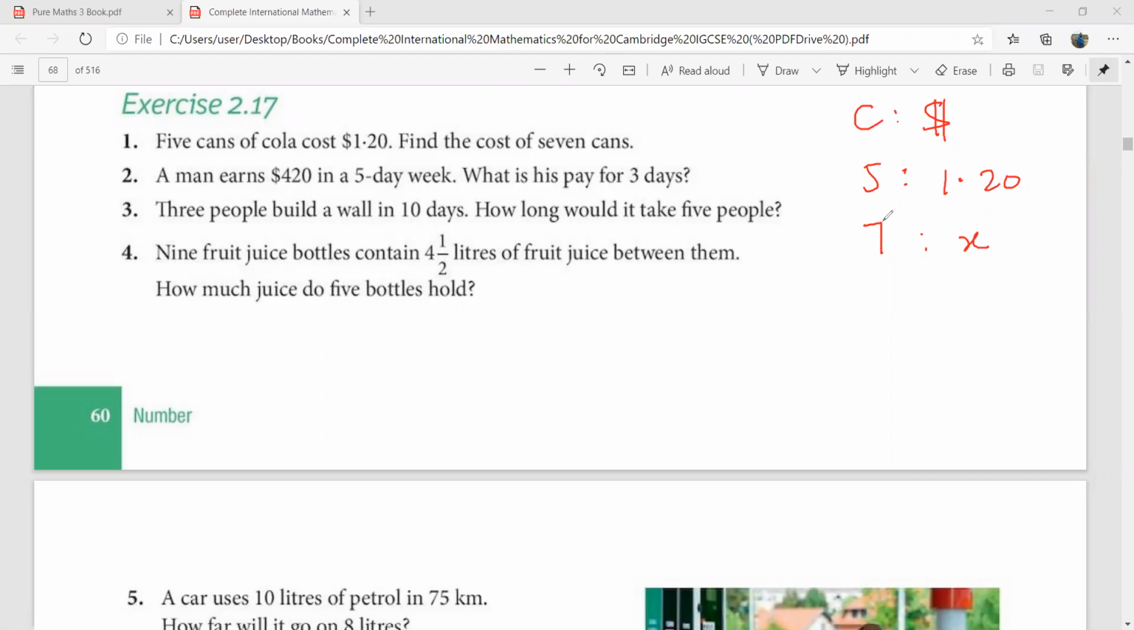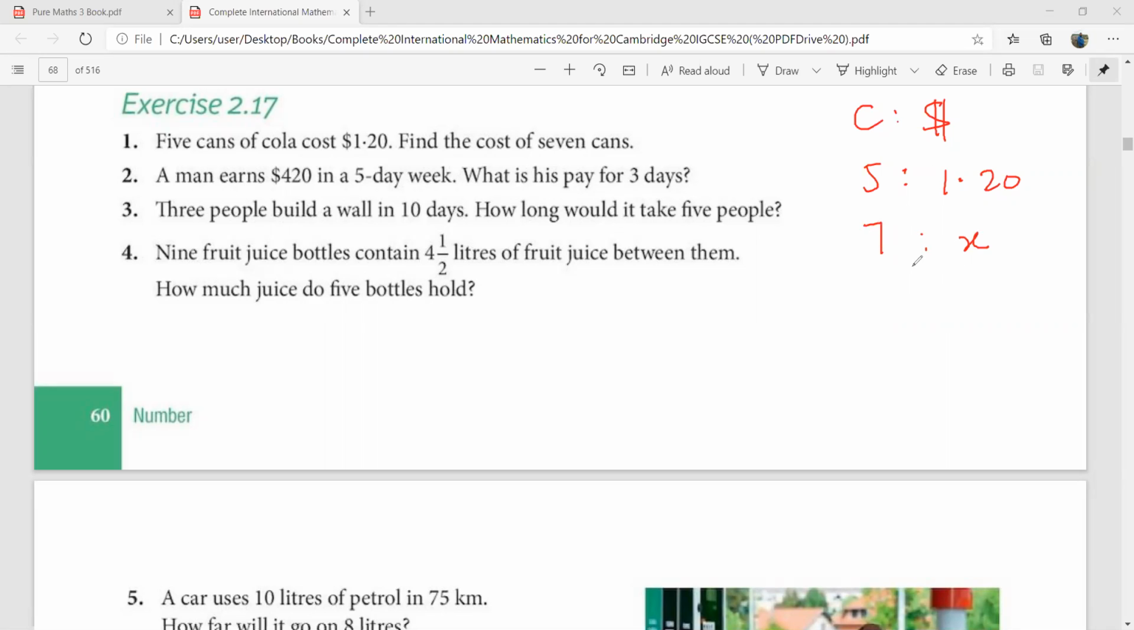Whenever you have a proportion, you have to determine if this is a direct proportion or an inverse proportion. You see that you have 5 cans, they're costing $1.20. And if you have 7 cans, this is going to be X. Will they be costing more or less when you're increasing the number of cans? More. So when you increase one quantity, the other quantity increases, or when you decrease one quantity, the other quantity decreases. So that means there is a direct proportion over here.